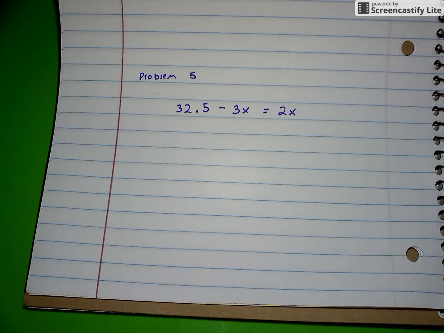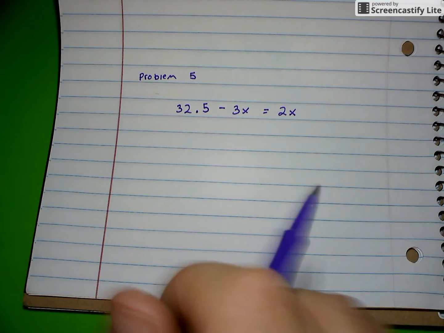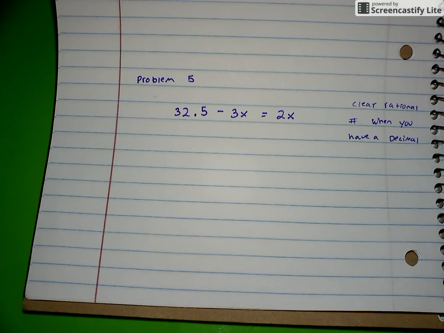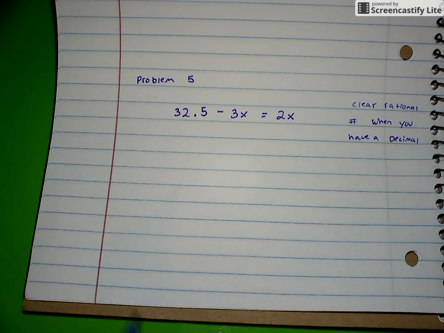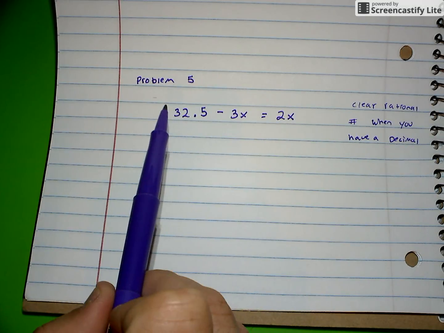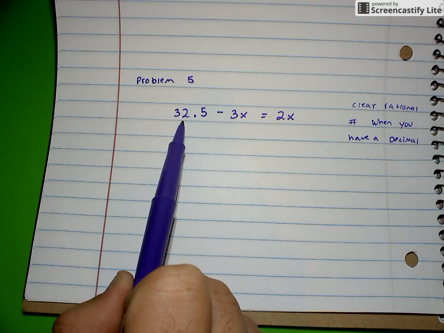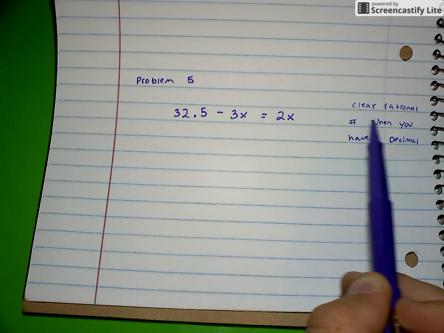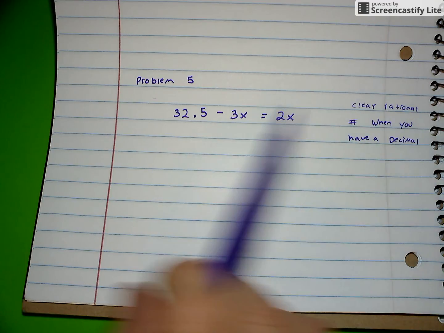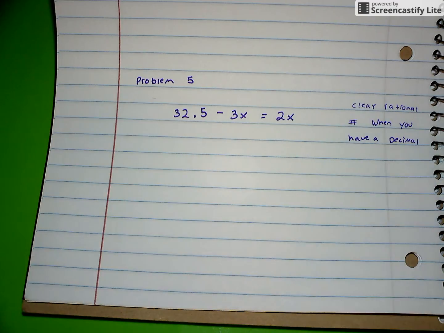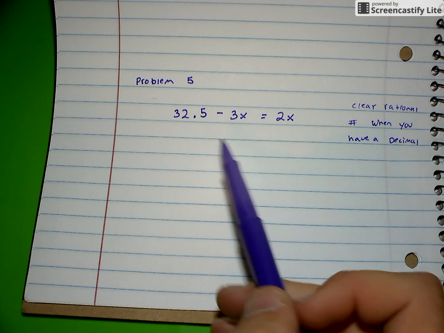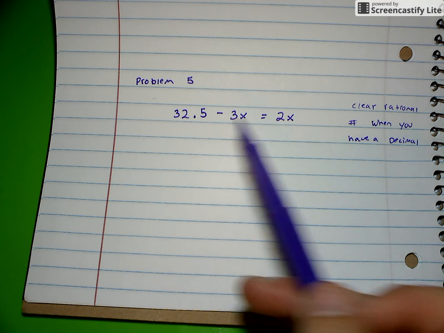All right, so the next problem that we're going to work on is another problem that, once again, we have a rational number to get rid of. But you're going to notice this time around that the rational number we actually have is a decimal. So I have a little side note here on how to clear rational numbers when you have a decimal. Now remember, when you have a fraction, you need to make sure that you are multiplying by the least common denominator. Now a decimal is a little bit different than that.